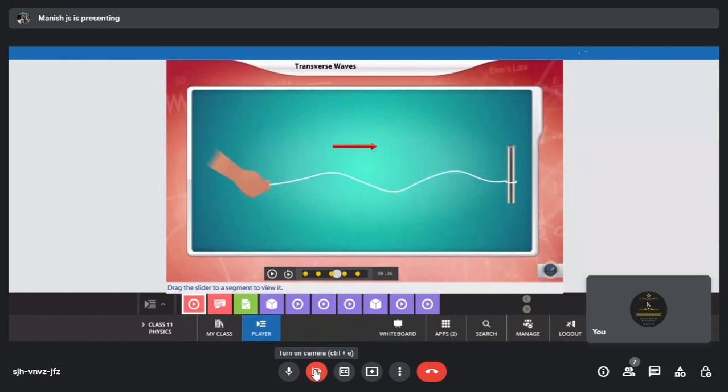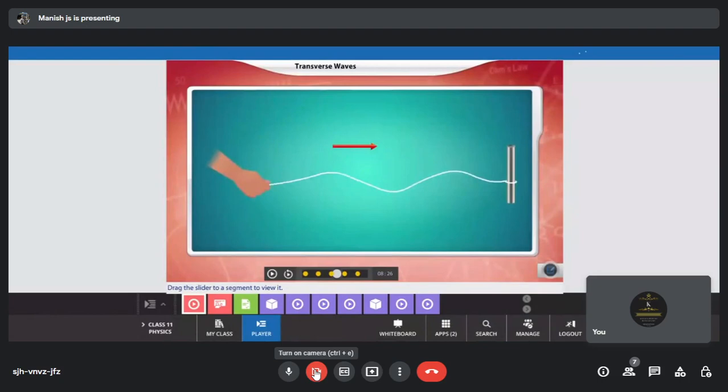So they have tied it at one end and secured it, so it does not move. The other end is free to move. So when you move the thread up and down, what happens? What is being produced? Transverse waves are produced. So this is a demonstration of transverse waves.